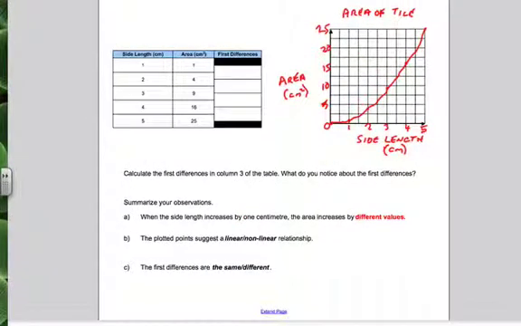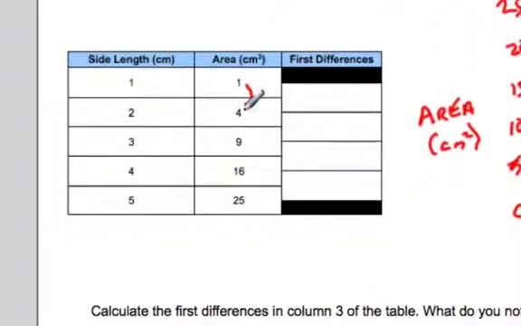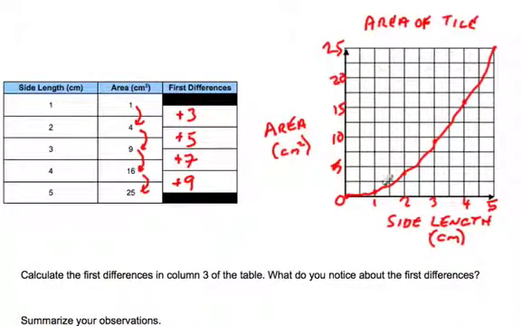Next question is we have to calculate the first differences, and so as we go from 1 to 4, our first difference is we're going up 3, so it's positive 3. Going from 4 to 9, that's an increase of 5. Going from 9 to 16, that's an increase of 7. And going from 16 to 25, that's an increase of 9. So there's our first differences.